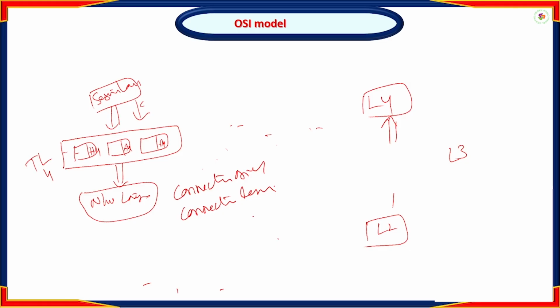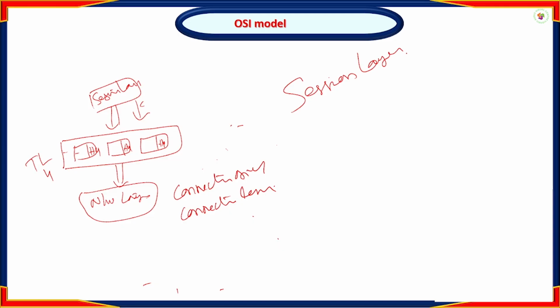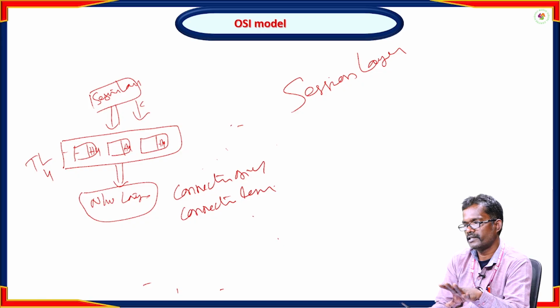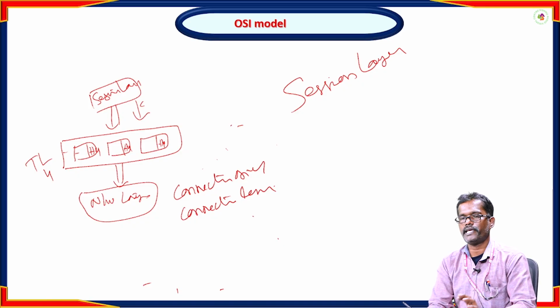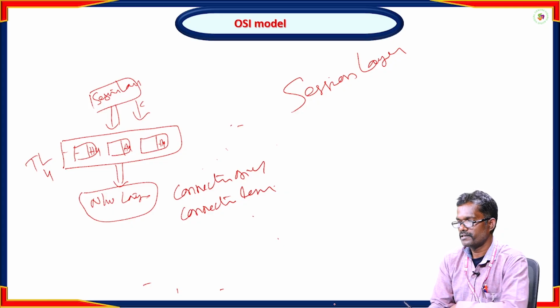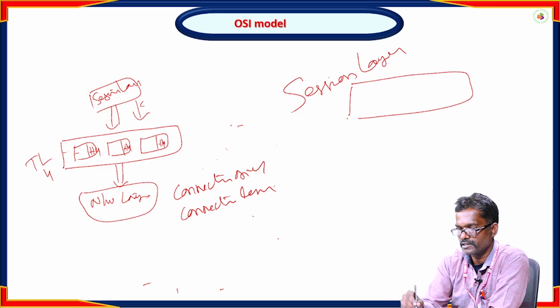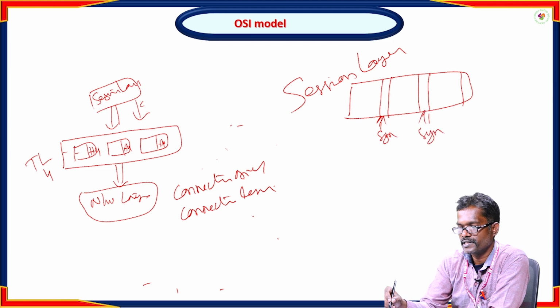Then, coming to the next layer, which is the session layer. What are a few functions of the session layer? That we will see here. Session means session establishment and disconnect, as well as token management and synchronization. Everything is taken care of by the session layer. In the session layer, we can draw this diagram. This will be the synchronization, SYN.